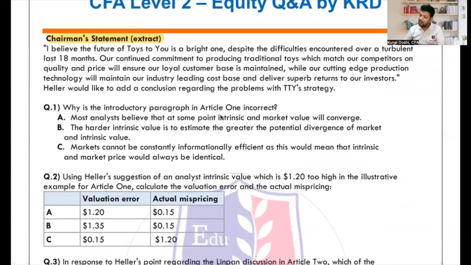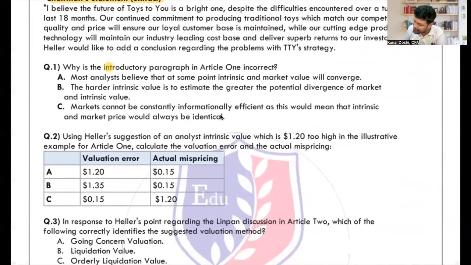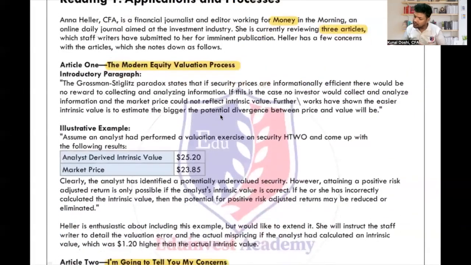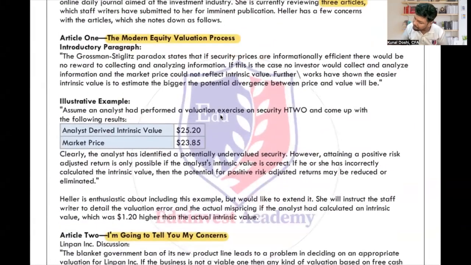Let's see. Now, they have asked, why is the introductory paragraph in Article 1 incorrect? So basically, they're asking about the introductory paragraph in Article 1. So I go to Article 1, and in that introductory paragraph, whatever I need related to question 1 is out here. Of course, in the exam you don't have to write it, but I'm writing it for my purpose. So what is the introductory paragraph saying?